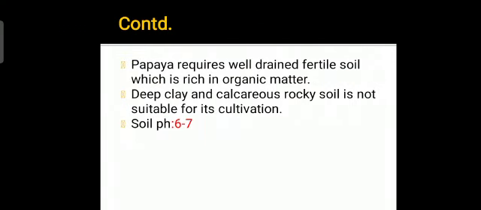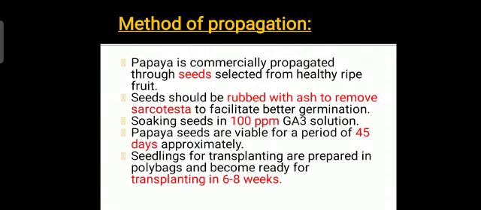Soil requirements. Papaya requires well-drained, fertile soil which is rich in organic matter. Deep clay and calcareous rocky soil is not suitable for its cultivation, and the ideal soil pH is 6 to 7, which is nearly neutral.